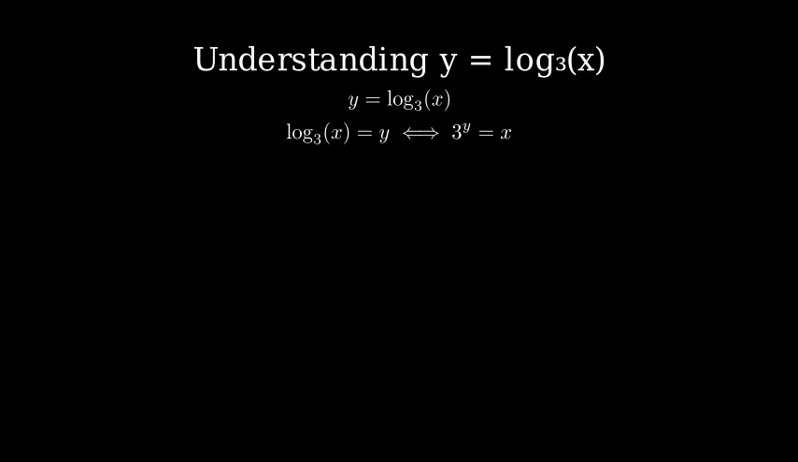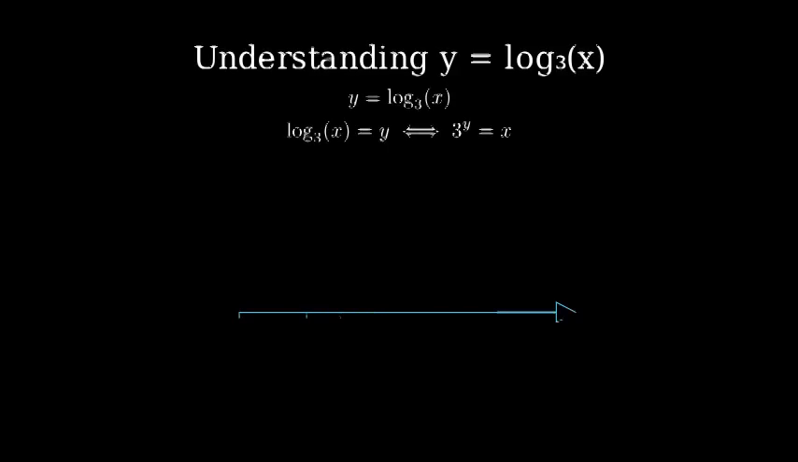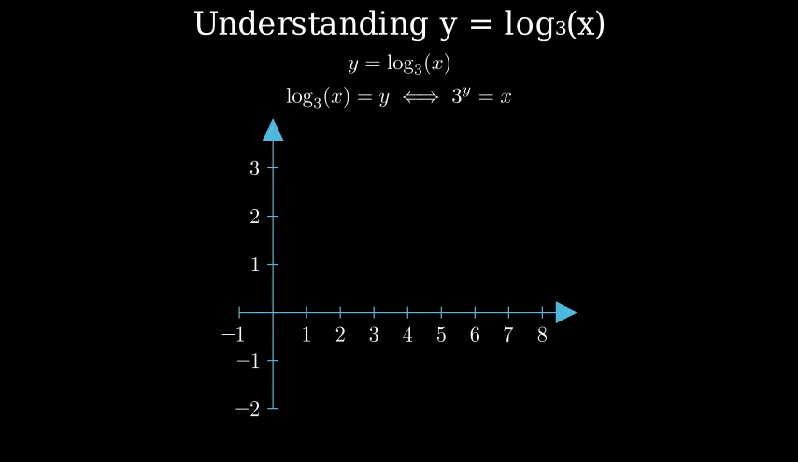Let's create a coordinate system and graph this function. We'll use a scale that shows both positive and negative values on both axes. Let's plot some key points to help us sketch the graph. When x is 1, y is 0 because 3 to the 0 power is 1. When x is 3, y is 1 because 3 to the first power is 3. When x is 9, y is 2 because 3 squared is 9.